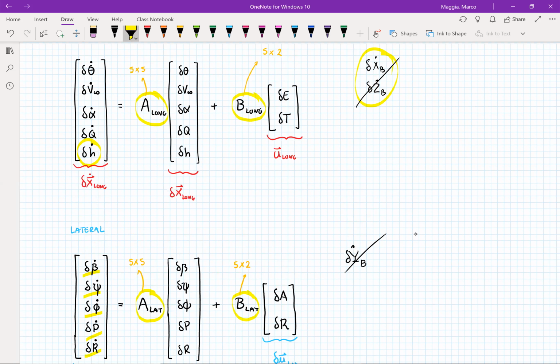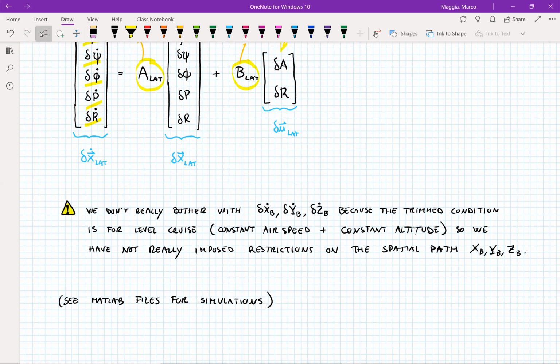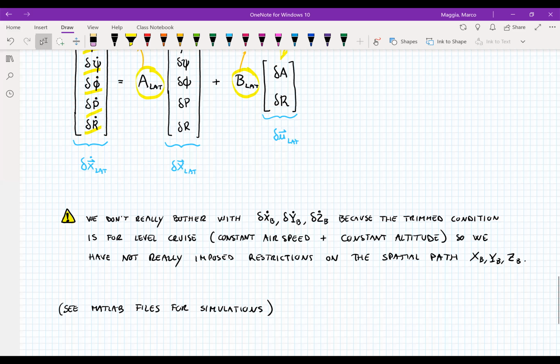You see, as we said, we can also decouple the effect of the controls. So the elevator and the thrust will influence only the longitudinal motion of the airplane, whereas the aileron and the rudder input will only influence the lateral dynamics of the airplane. All right, so let's take a look at what happens when we go and simulate.